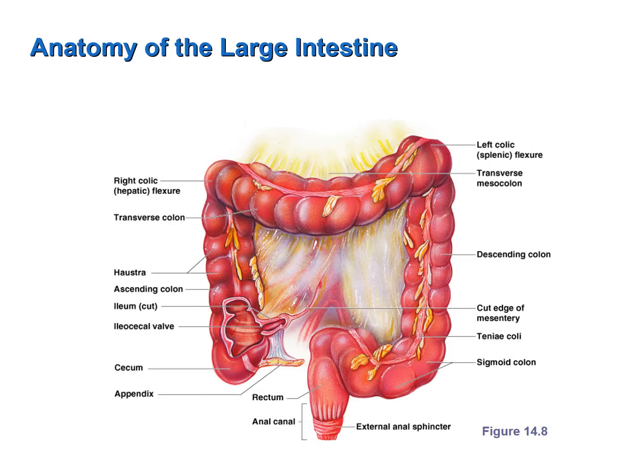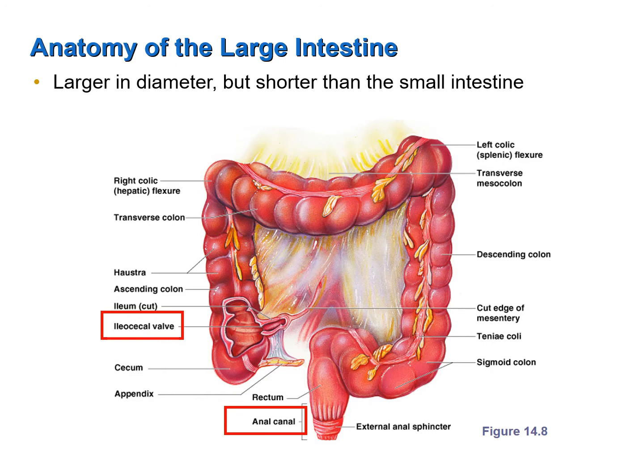The large intestine extends from the ileocecal valve, where it forms a junction with the ileum of the small intestine, to the distal end of the anal canal. The large intestine is so named not because it is longer than the small intestine, which it is not, but because it is larger in diameter than the small intestine. The large intestine frames three sides of the abdomen, with the small intestines located in the center.